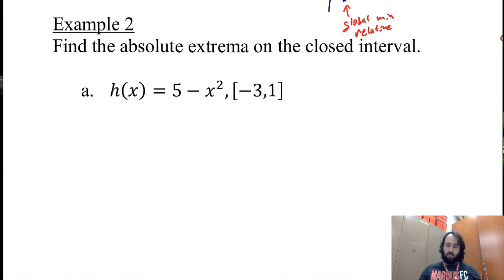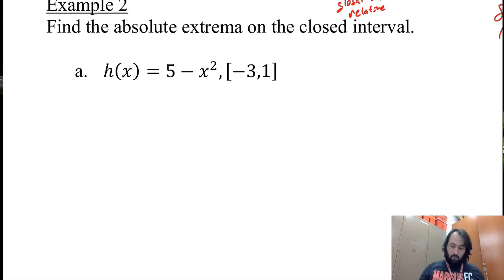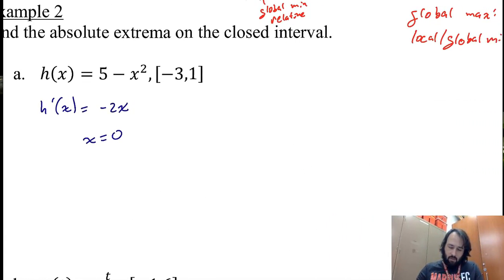Okay, find the absolute extrema on the closed interval. So I'm going from -3 to 1. Again, I'm going to want to check my endpoints as well as when my derivative is 0, which is when x equals 0 here, and that is within my interval.